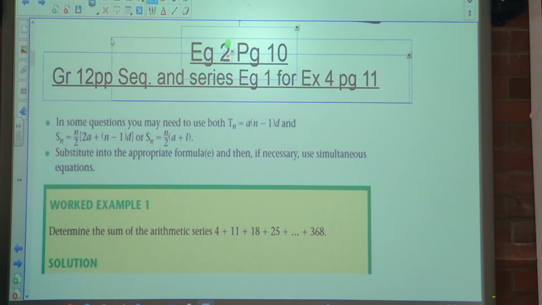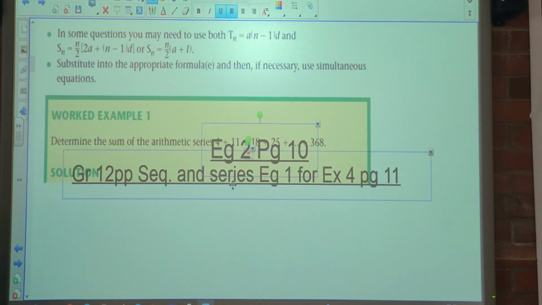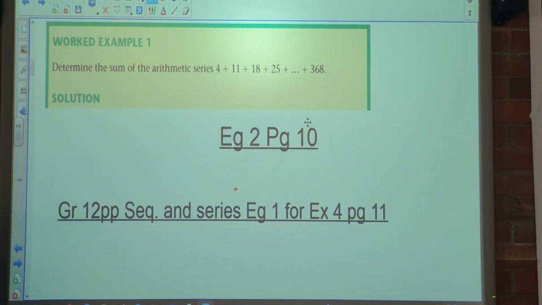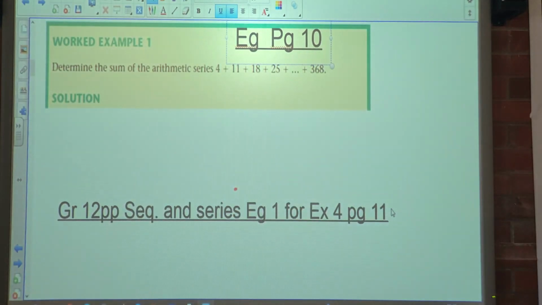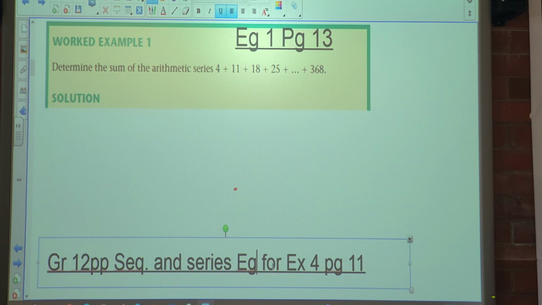So now today we're looking at example 1, and example 1 is on page 13. Page 13, and this is for exercise 5 on page 14.